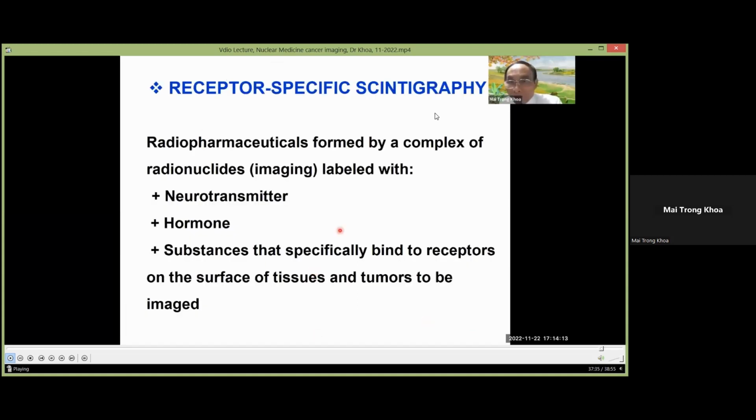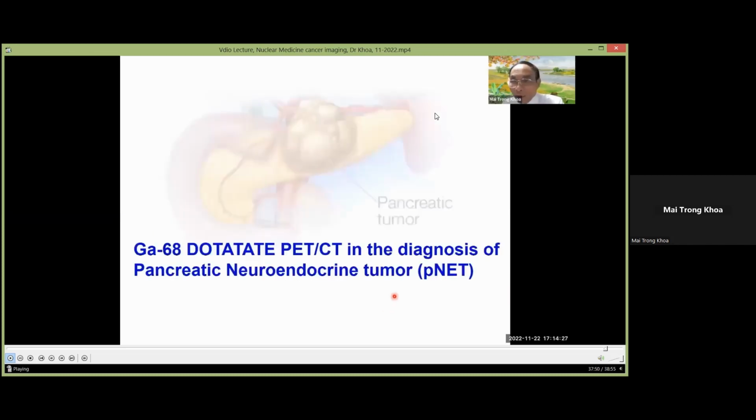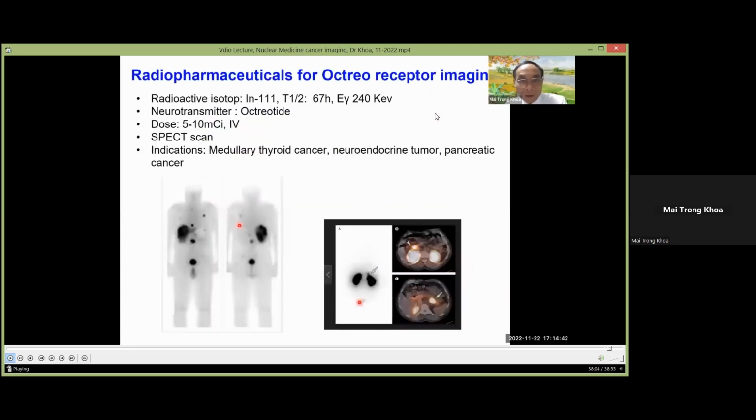And we have recent specific scintigraphy to diagnose the disease very accurately. First of all, we can use the gallium 68 DOTATATE to perform the PET-CT in the diagnosis of pancreatic neuroendocrine tumor. You can see here.